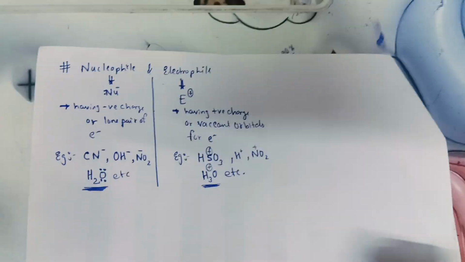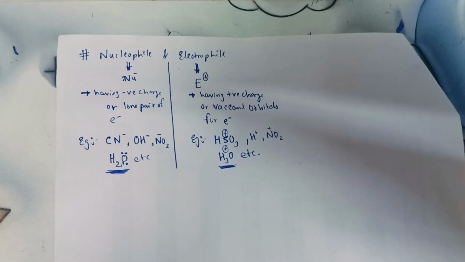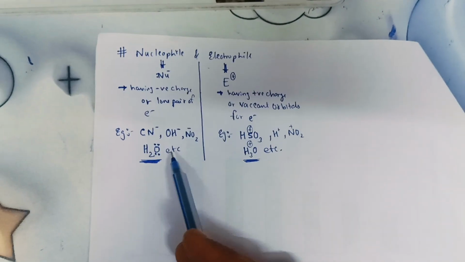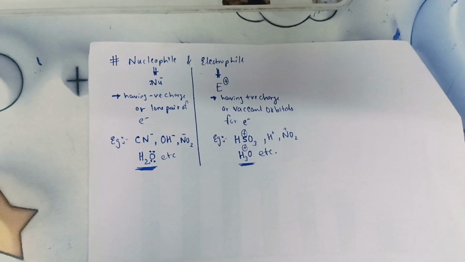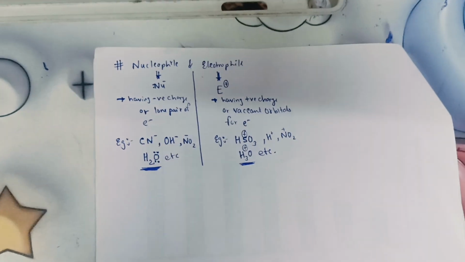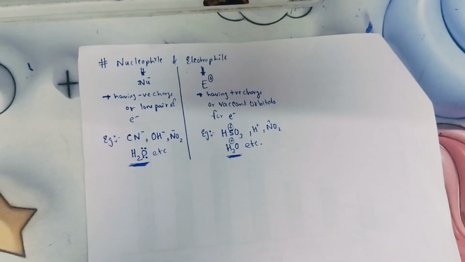We are studying the preparation of alcohol from alkene by acid-catalyzed hydration. First of all, we have to understand electrophile and nucleophile. Nucleophiles have a negative charge or a lone pair of electrons. They are also known as Lewis bases. Electrophiles have a positive charge or a vacant orbital for electrons. They are also known as Lewis acids.